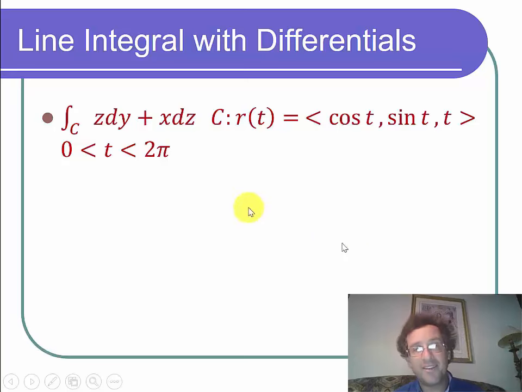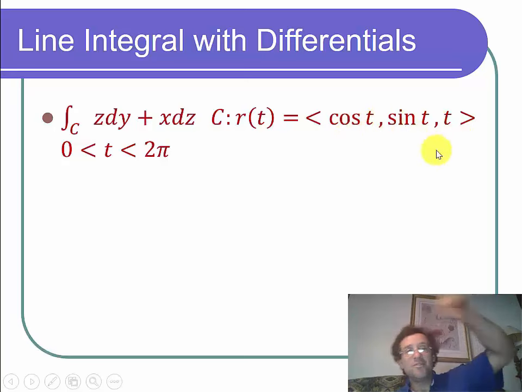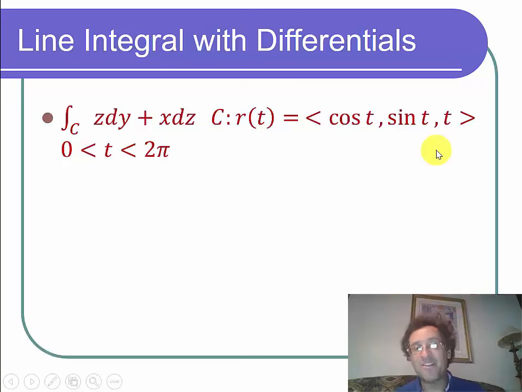So the question states, find the line integral over the curve C of z dy plus x dz. So now notice that this is in differential notation, where C is a curve, r of t, equals cosine of t, comma sine of t, comma t, for t going between 0 and 2 pi. You may recognize this particular vector valued function. It's a helix. We have our circle, but then it's moving up as time changes.